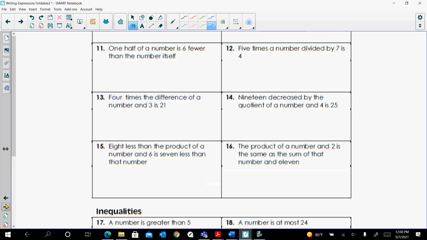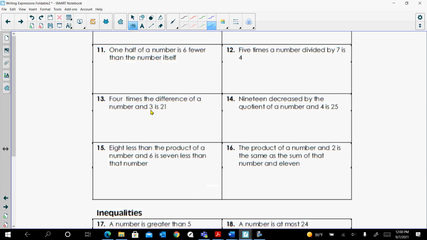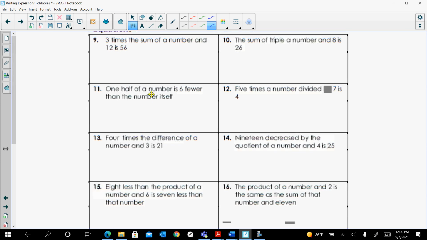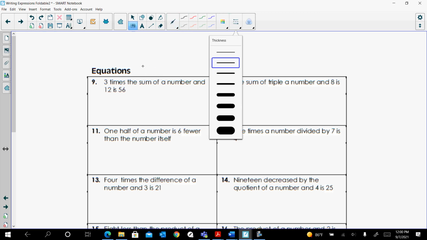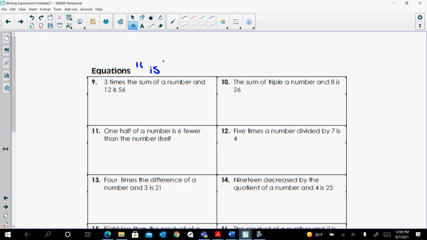All right, when you open up your notes or your examples to the next page, because this is in this set, we're going to do equations. That means we need to see the word is. Anytime we're dealing with equations, it's usually with the word is. So if I see is, I'm going to put the equal sign. Anytime you see the word is, that's where the equal sign will go.